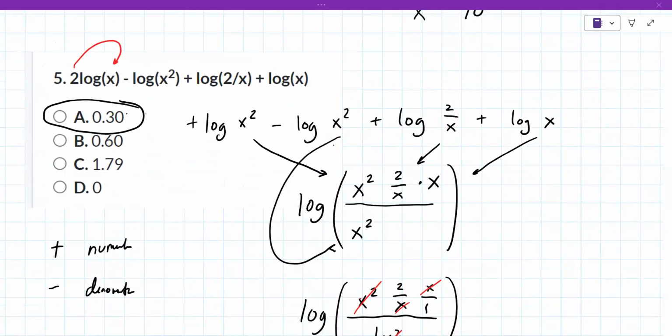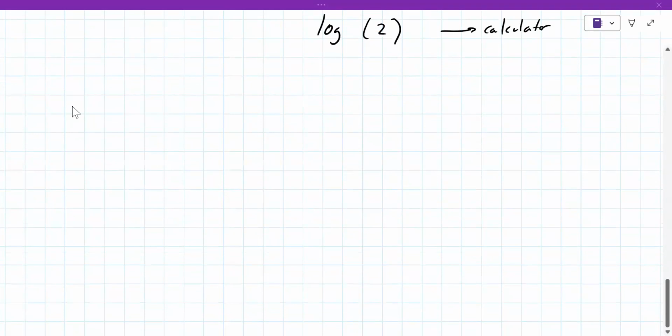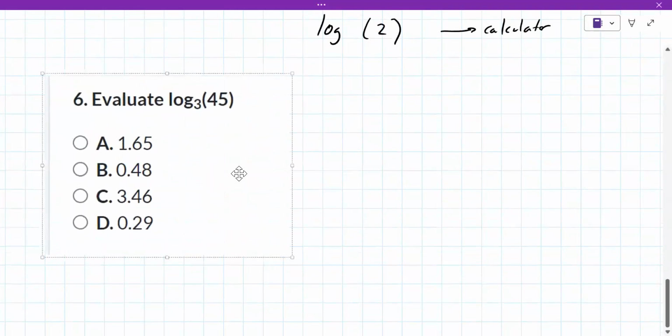Okay, so next problem here, kind of standard. We get through a bunch real fast and then they kind of slow down a little. This one, here's number 6. All right, so we didn't really talk much about this. There is what's called a change of base formula.